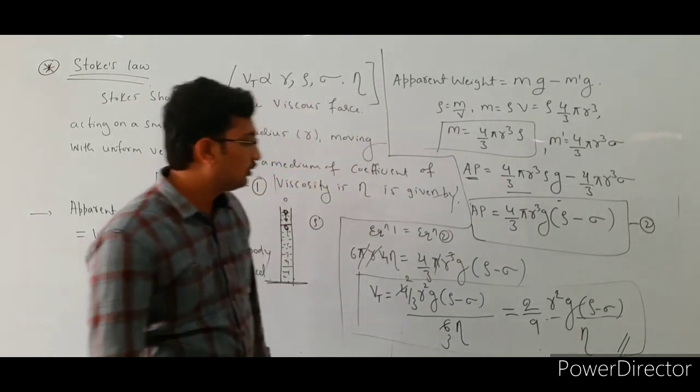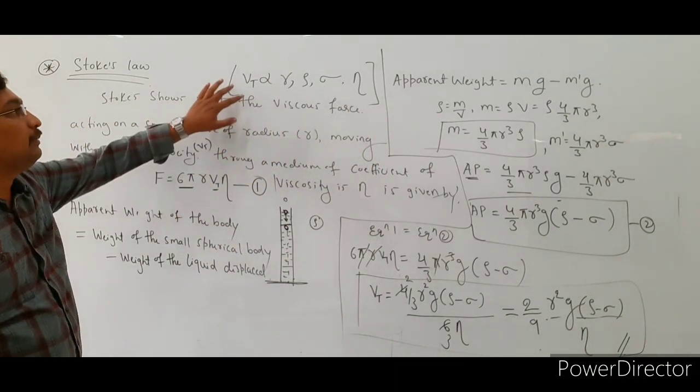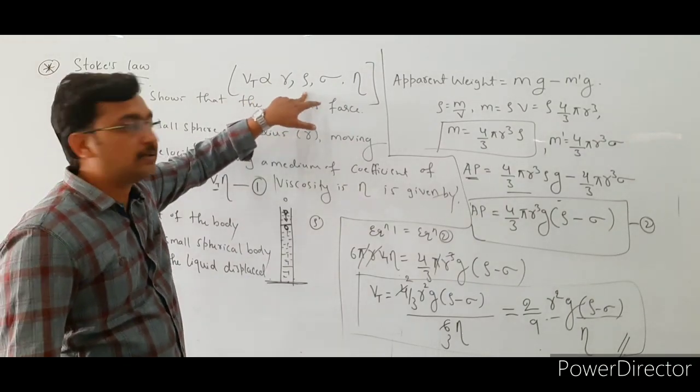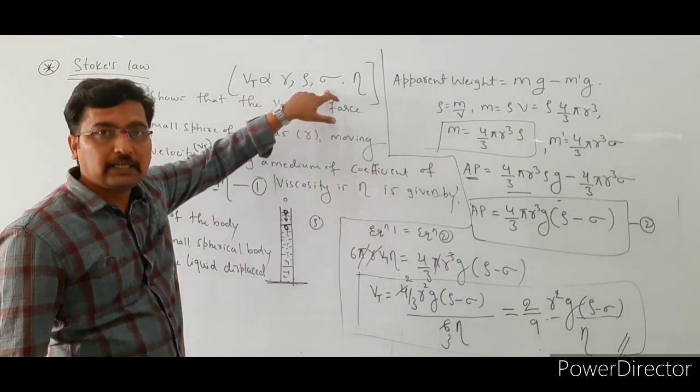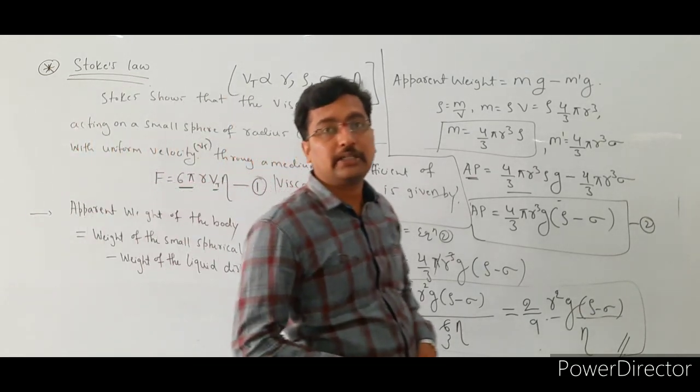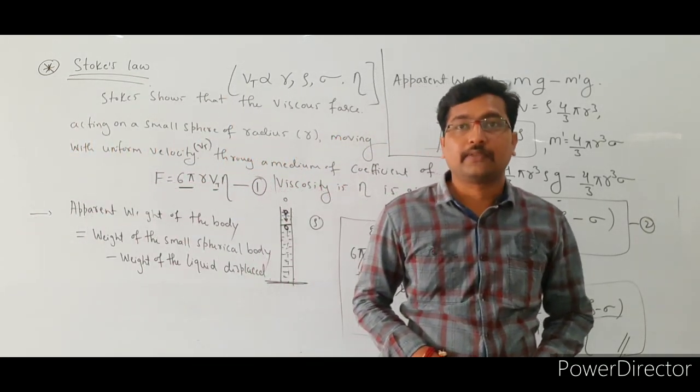Here the terminal speed directly depends on the radius of the spherical body, the density of the body, the density of the liquid, and also the coefficient of viscosity of that fluid. Thank you.